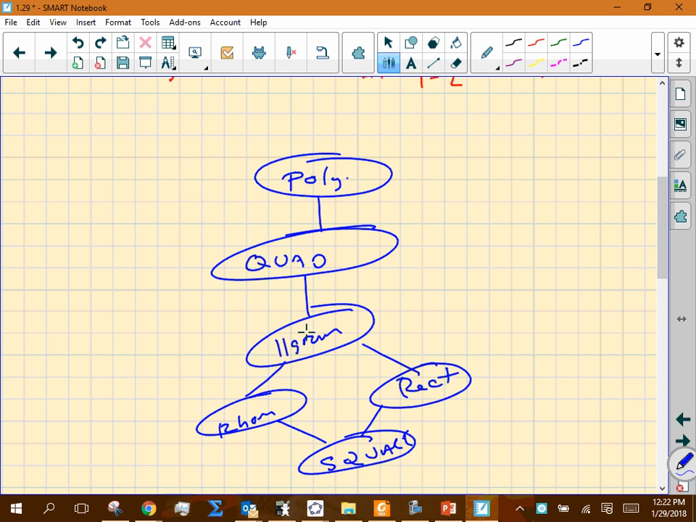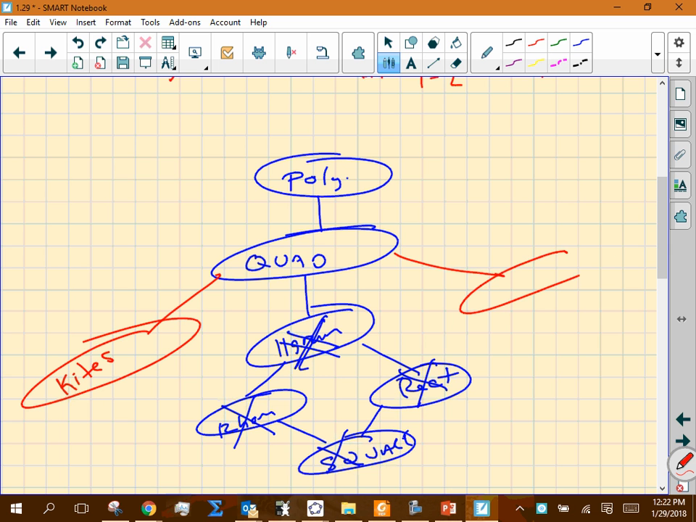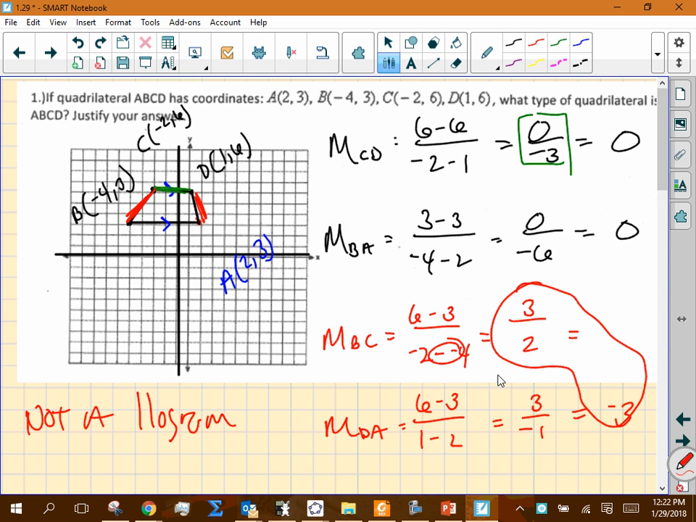So if it's not a parallelogram, it's not one of those, is there any way it could be that? Because those are all subgroups of parallelograms, right? So what's it default back up to? Quadrilateral. Okay? And right now, that's the only thing that we can classify it as, because we have not talked about the other types of quadrilaterals, which are kites and trapezoids.